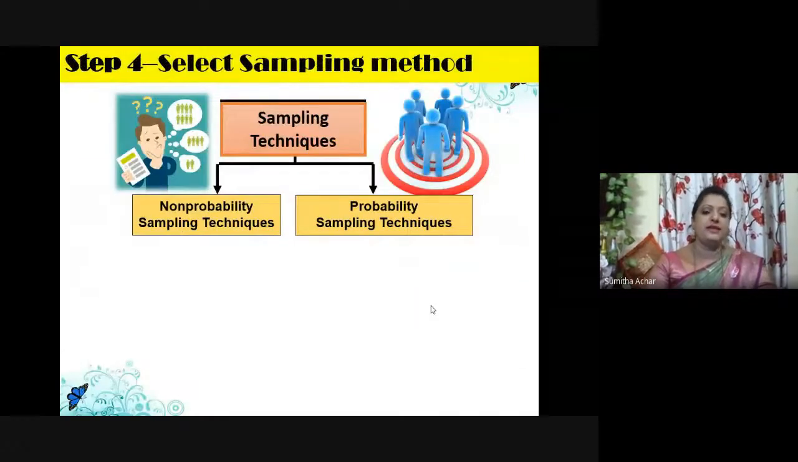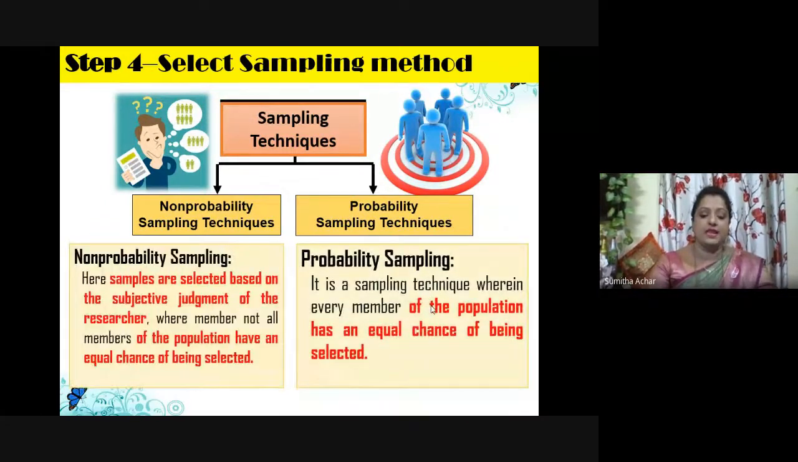The next important step is the sampling method. So what is a sampling method? The probability sampling method or a non-probability sampling method, right? I'm sure all of you know the concept of probability and non-probability, isn't it? What is probability sampling?